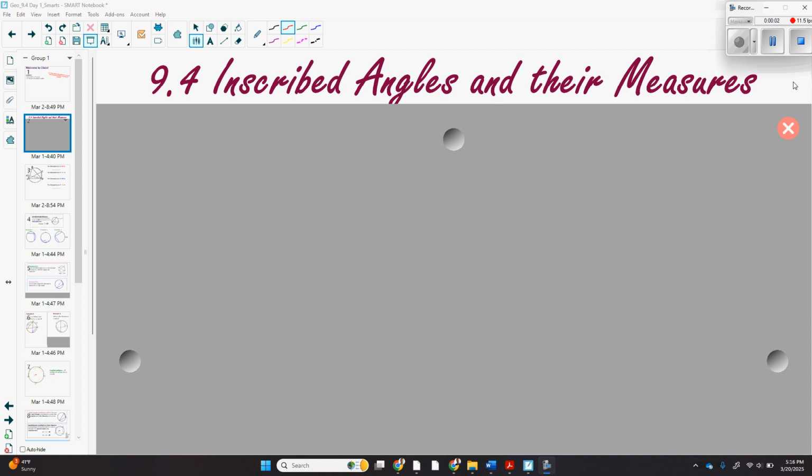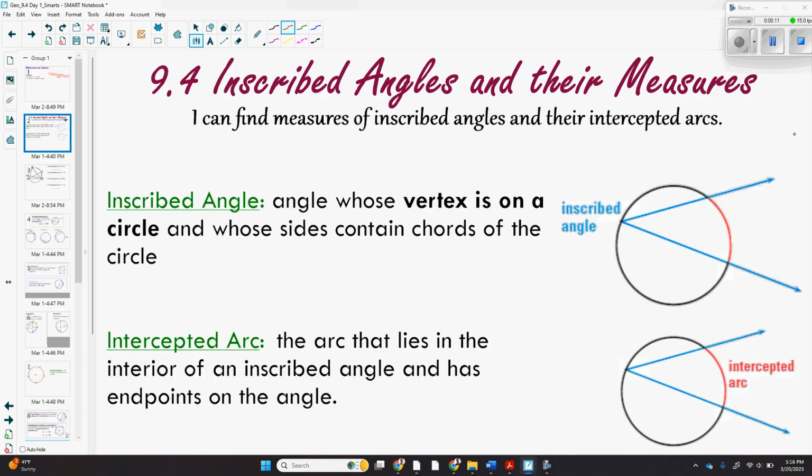All right, in this video we're going to talk about inscribed angles and their measures. If you're one of my students, this is going to be section 9.4 in your note packet, so you can follow along in there. We're going to take all of those notes for section 9.4.